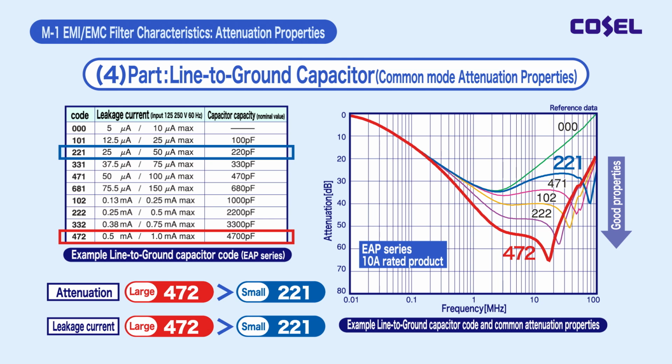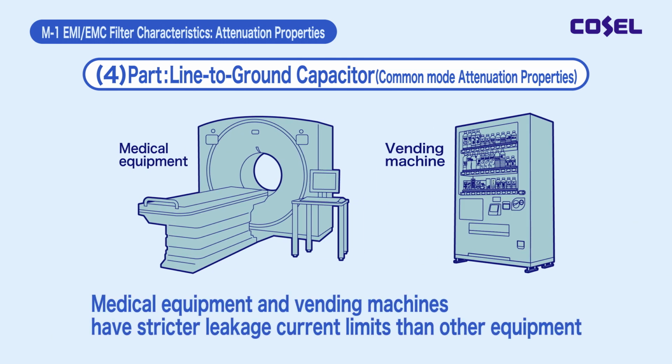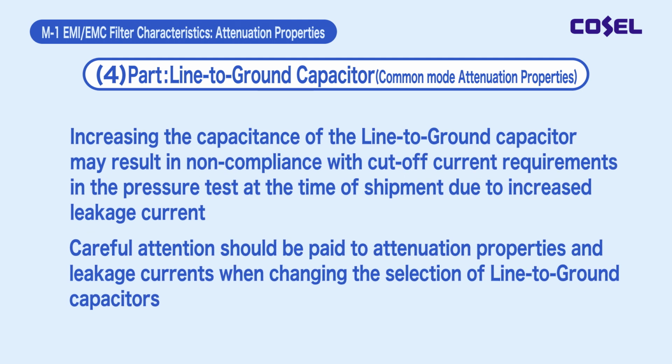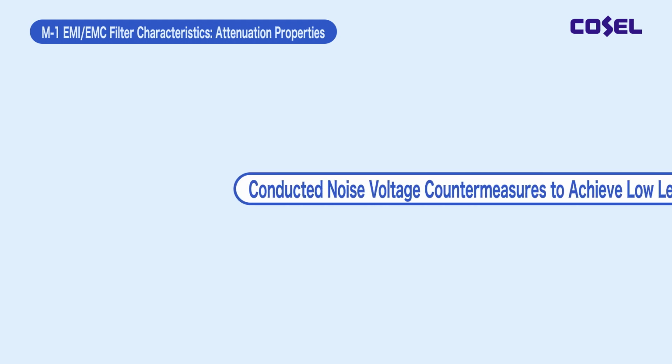Leakage current may be regulated depending on the application. In particular, medical equipment and vending machines have stricter leakage current limits than other equipment. Moreover, if the line-to-ground capacitor capacity is increased, the leakage current will also increase, possibly resulting in non-compliance with cutoff current requirements in the pressure test at the time of shipment. Careful attention should be paid to attenuation properties and leakage currents when changing the selection of line-to-ground capacitors.